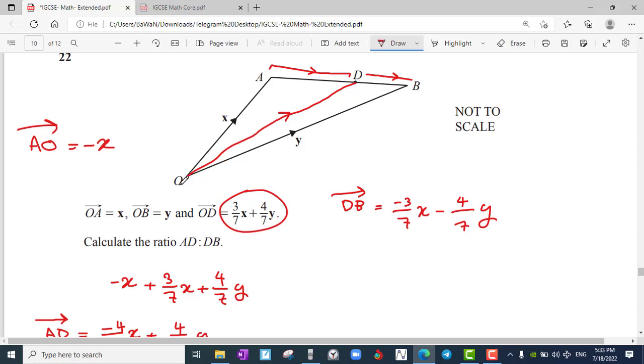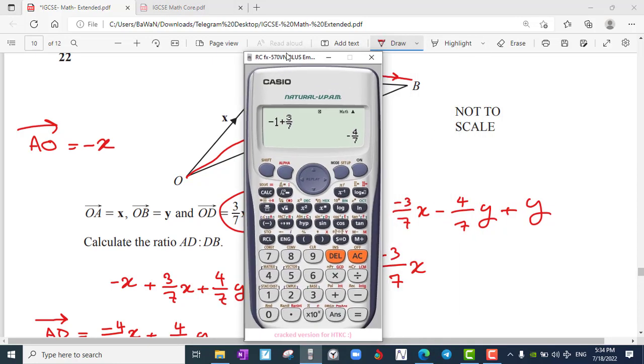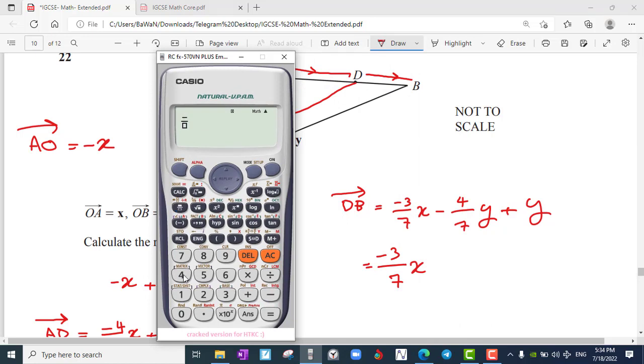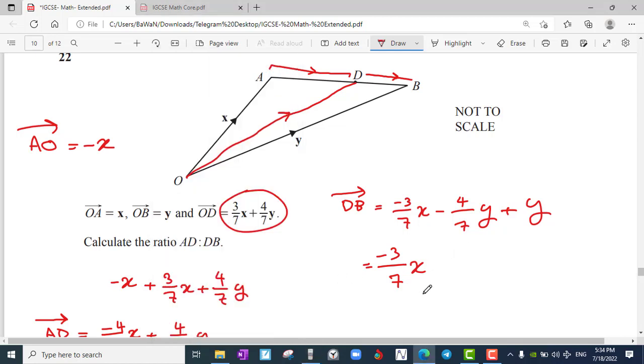Then after we reach O from D, from O we go to B. OB is y, so plus y. Now this x doesn't have any like term, it stays negative 3 over 7x, but negative 4 over 7y plus y, we do it like this. Fraction, negative 4 over 7 plus 1, it is equal to 3 over 7. So the 3 over 7 is positive, it means this will be plus 3 over 7y.